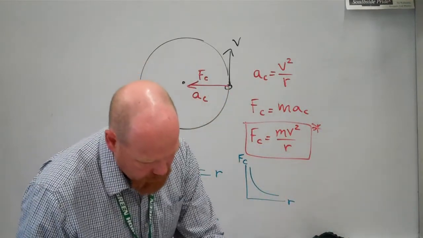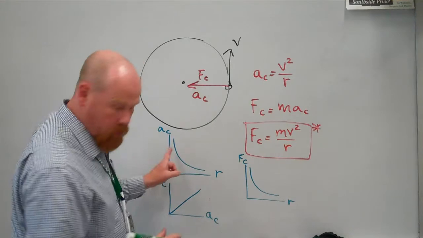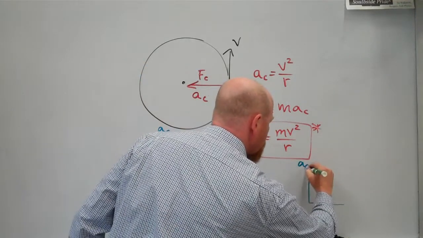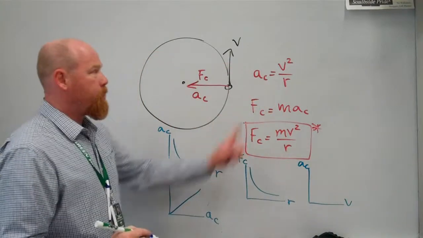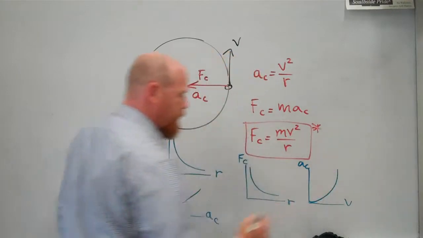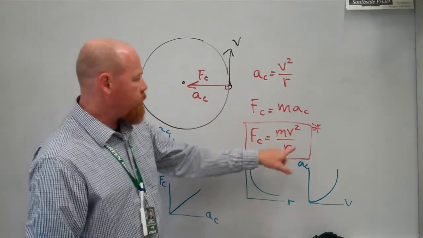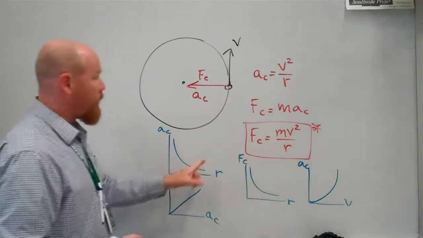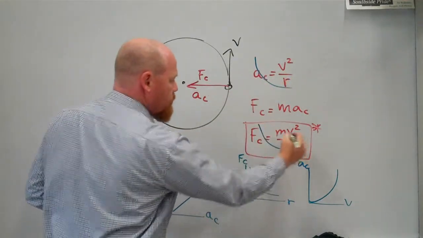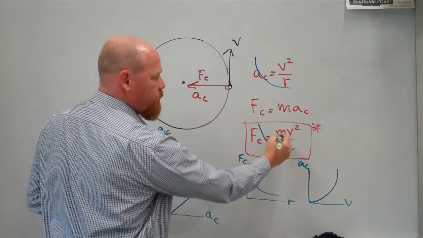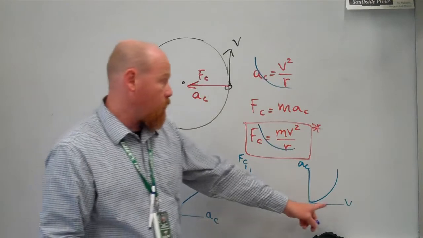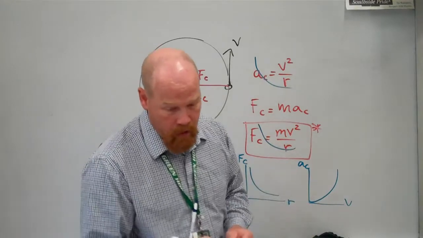What other ones do I have on here? Centripetal, I have that one. How about centripetal acceleration versus v? Well, because they're directly related and there's a squared, it's going to be up like that. So remember, this is indirectly related, like that. Indirectly, same thing here. You can go like that and like that. But these two are directly related and there's no squared. So if I had F_c versus v, it would also be like this graph right here.